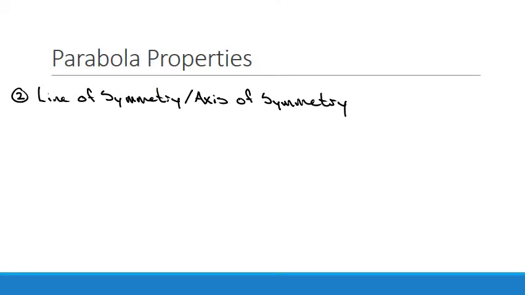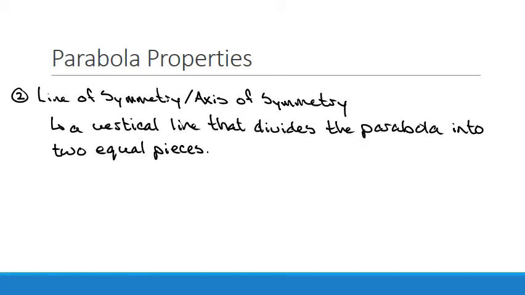Line of symmetry, or the axis of symmetry. That's a vertical line that divides the parabola into two equal pieces. All right, so how does that look? So if we have our parabola, we'll have our vertex. Well, the line of symmetry always passes through your vertex, and it's going to mean that this left side is equal to the right side. So if this was drawn on a piece of paper and I was able to fold it, the parabola would line up with each other.